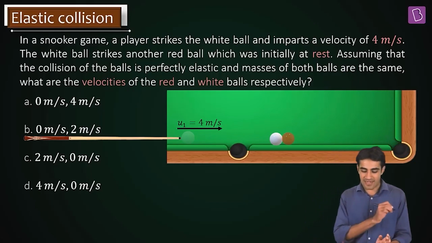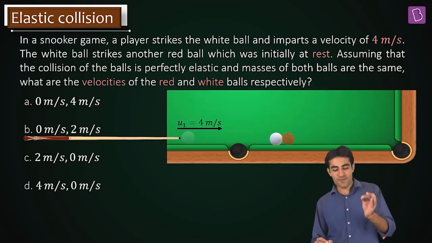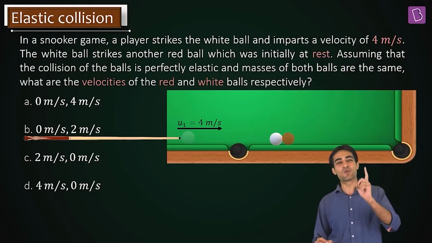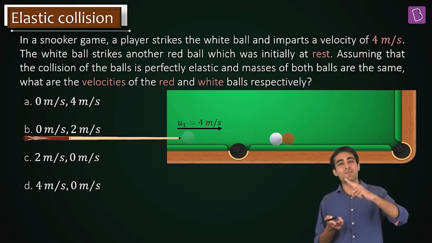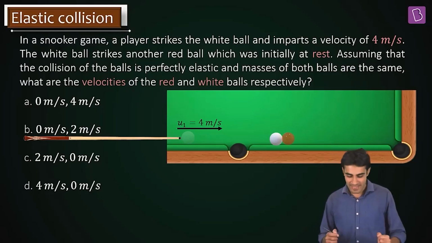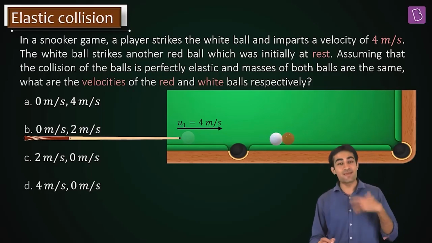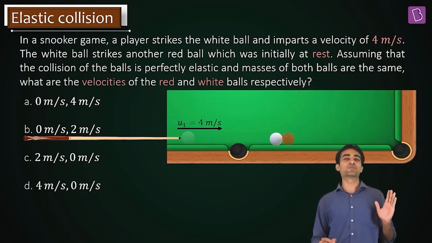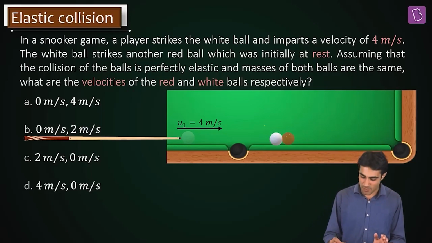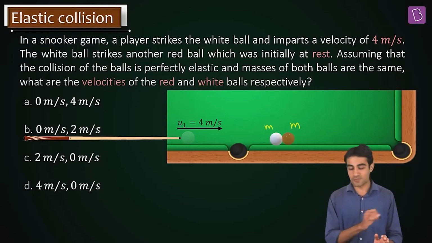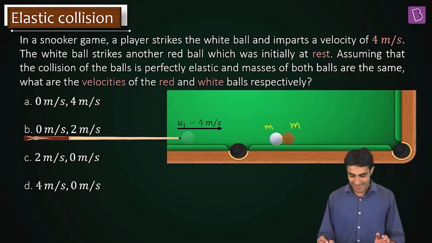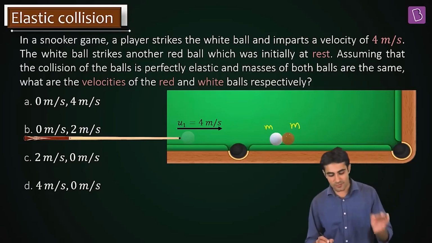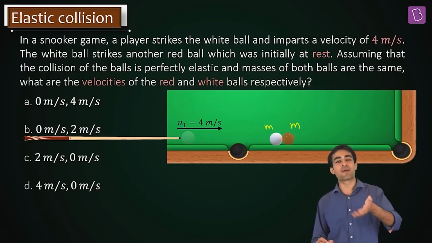Now, assume that the collision of the balls is perfectly elastic. That is, energy is conserved and momentum is conserved. And the masses of both balls are the same. This mass is small m. This mass is also small m. Now, what are the velocities of the red and the white ball respectively?